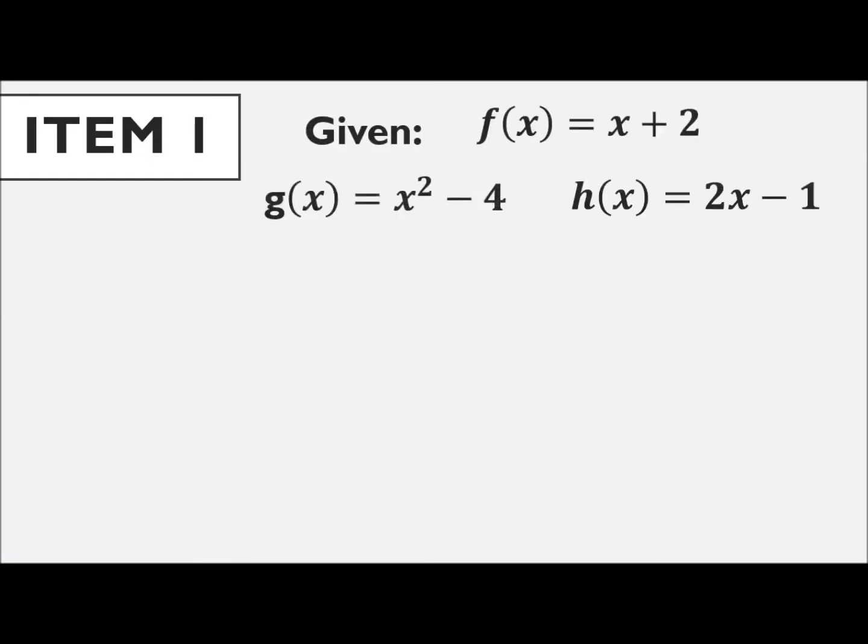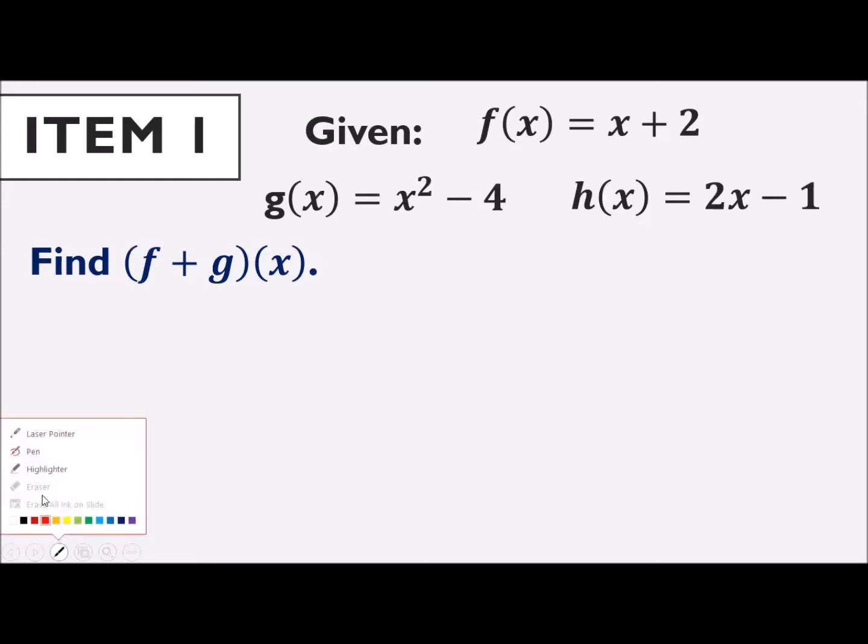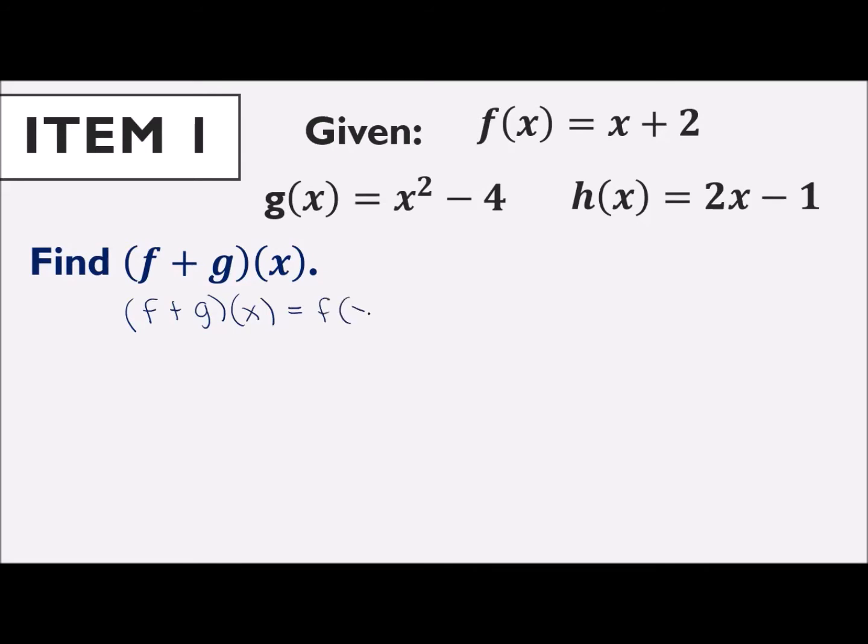Let's say that our given are f of x, g of x, and h of x. So find f plus g of x. As you can remember, that is what we call the sum of the functions. It only means that we need to add the f of x and the g of x. So f plus g of x means f of x plus g of x.